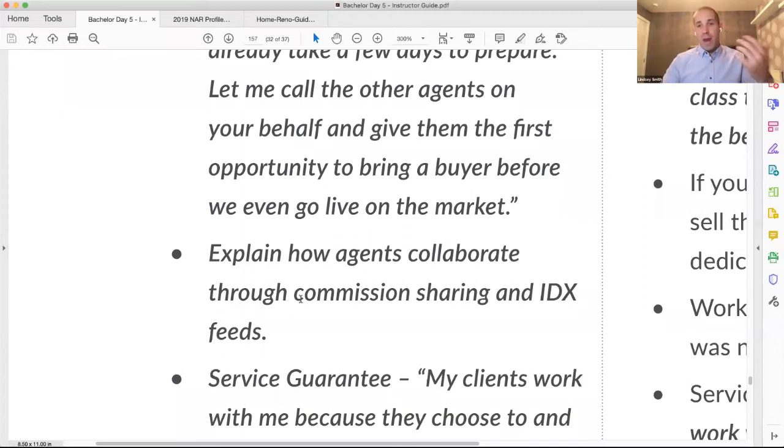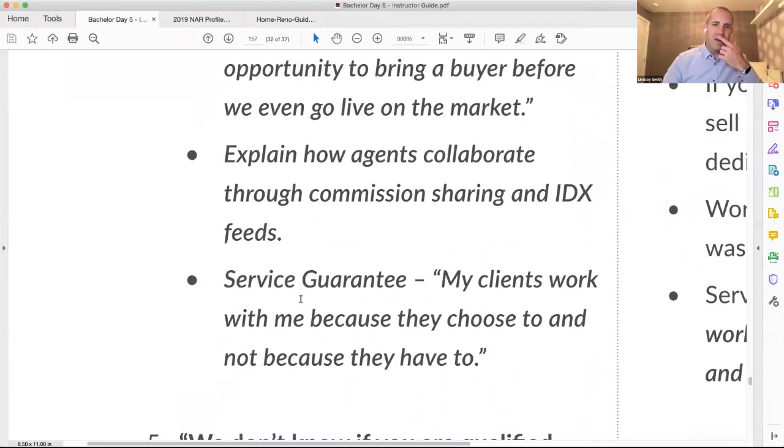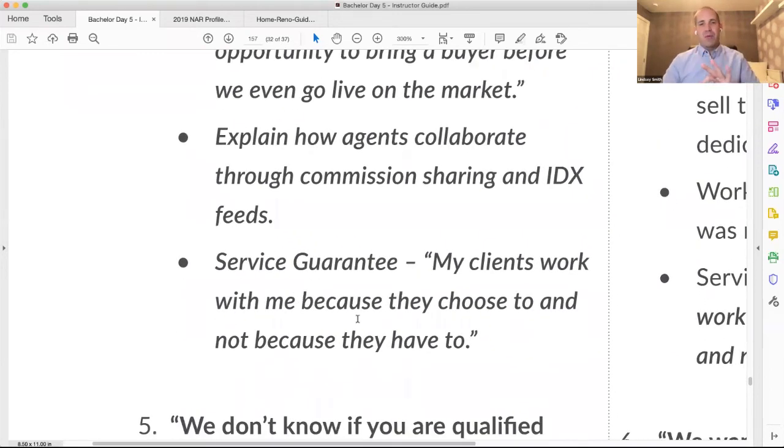And if they want to wait to interview other agents, you can say, my clients work with me because they choose to, not because they have to. And we have that service guarantee again, where if I don't, I will put my money where my mouth is. Try it with me. If you don't like it, or I'm not living up to what I said I was going to, you can cancel. I don't know too many agents that will do that.